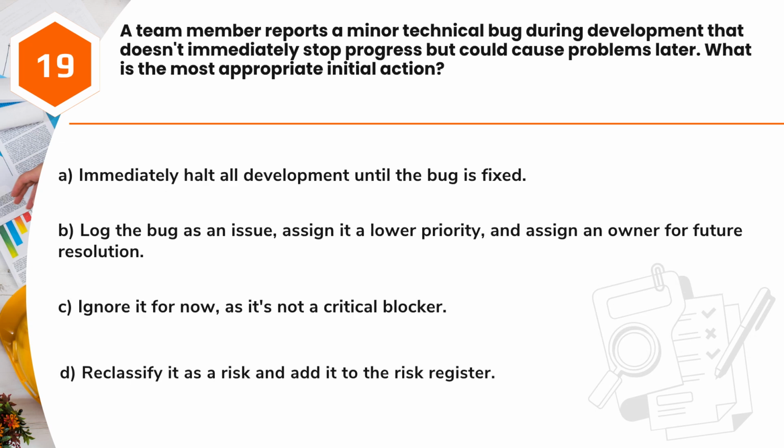Question 19. A team member reports a minor technical bug during development that doesn't immediately stop progress but could cause problems later. What is the most appropriate initial action? A. Immediately halt all development until the bug is fixed. B. Log the bug as an issue, assign it a lower priority, and assign an owner for future resolution. C. Ignore it for now, as it's not a critical blocker. D. Reclassify it as a risk and add it to the risk register.